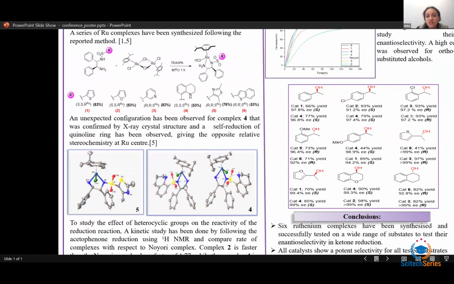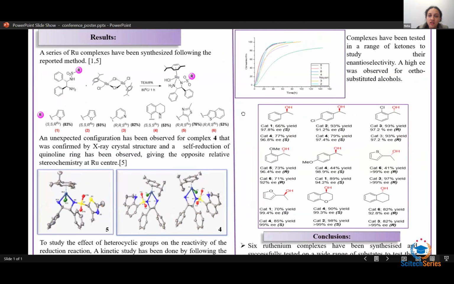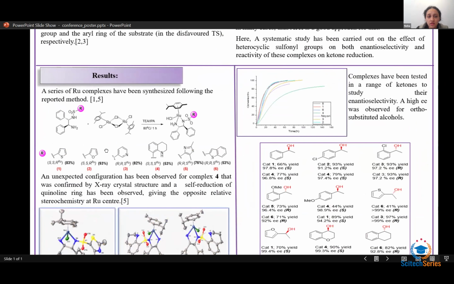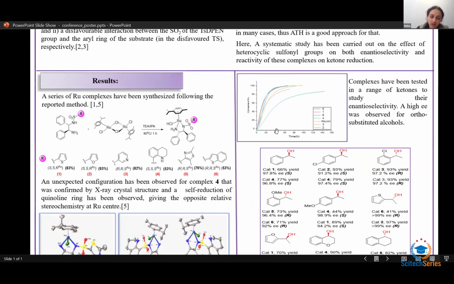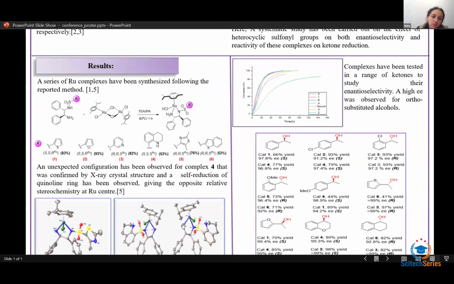We tested this catalyst in ketone reduction of a simple ketone, acetophenone, using NMR to follow the conversion rate of the reduction with time. It was observed that the catalyst with the furan ring was quicker than the Noyori catalyst, it already doubled the rate. But the tetrahydroquinoline one, number 4, was slower. This makes sense, because the hydrogen bond makes the structure quite stable, which makes the activation of this catalyst quite hard.